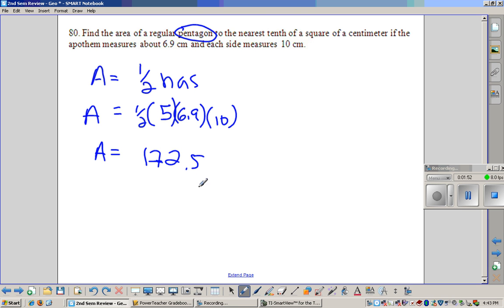Now this is different from the answer in your packet. For some reason the decimal's not there. Your answer in your packet's wrong. This is correct: 172.5 centimeters squared.